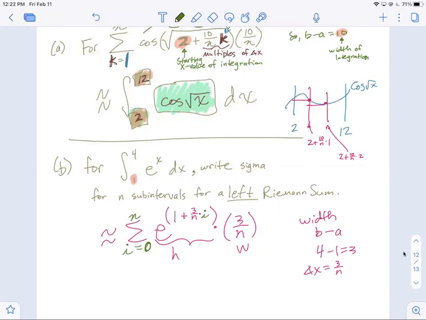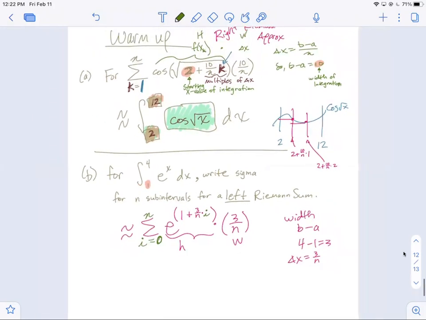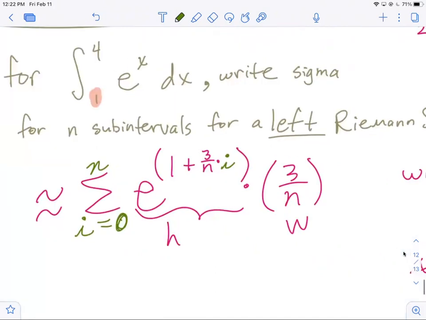Okay. No, not at all. It just wants you to know kind of what the program is for left and right Riemann. When we evaluate this, we're going to know what n is. You're going to be told use 4 subintervals, and then you don't have to worry about this. You can actually just do area plus area plus area plus area.